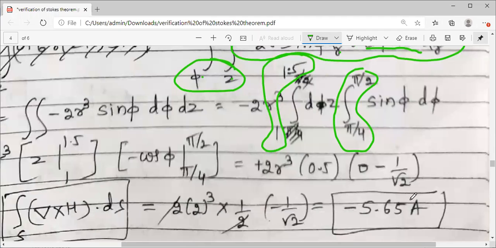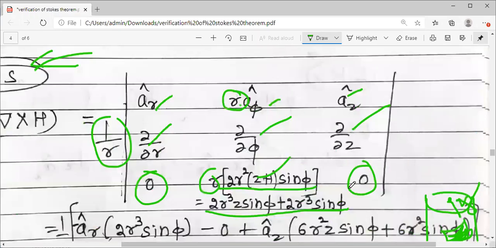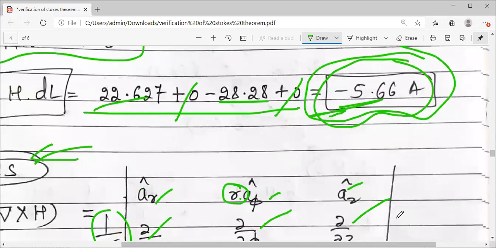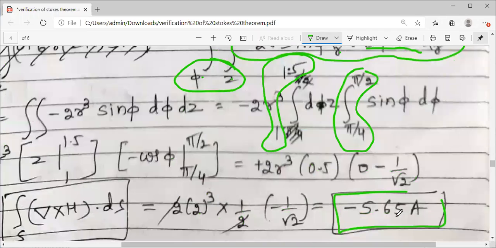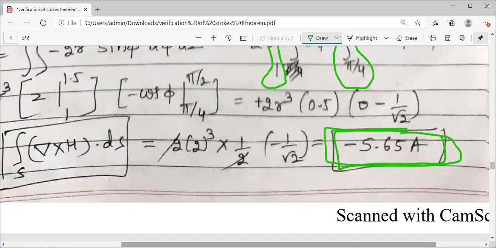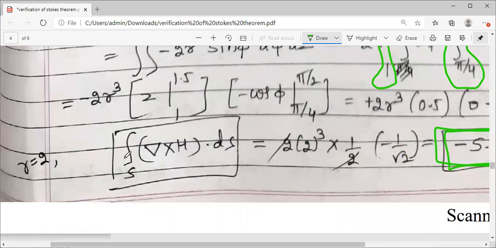Please verify your answers. Obviously, you should get minus 5.65. LHS also we have got the same, minus 5.66 we have got. When you calculate this, you should get the same answer. That is the verification. Line integral and surface integral we have converted in Stokes theorem.